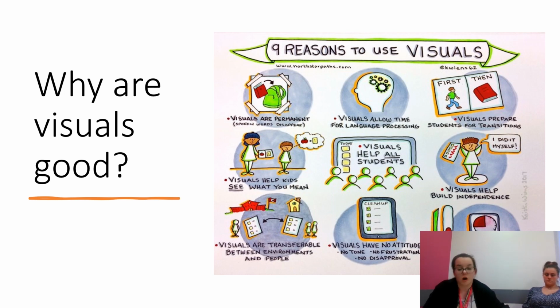Visuals aren't people, so they don't have an attitude, so there's no tone of voice related to it. There's no disapproving looks or frustration coming from tone of voice, so the pupil's not interpreting what's been said or the way it's been said as a bad thing. They are what they are. There's no sort of interpretation to them.